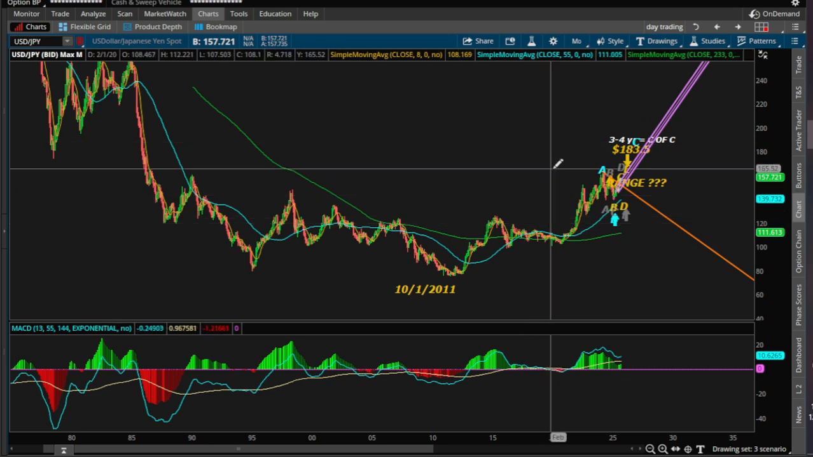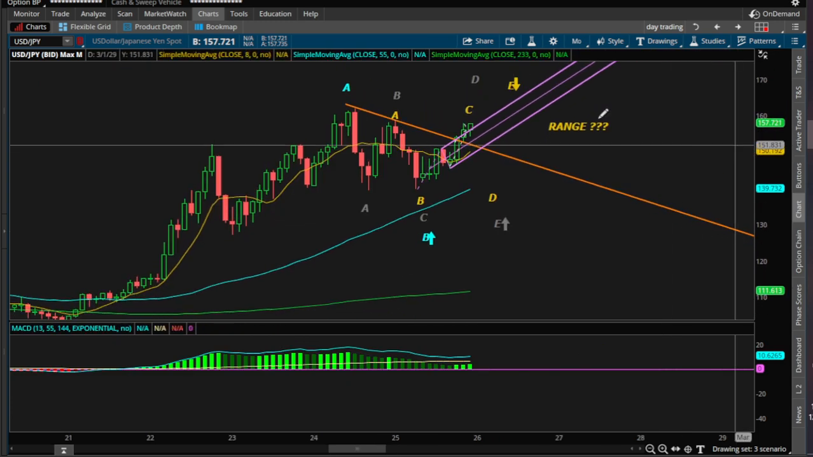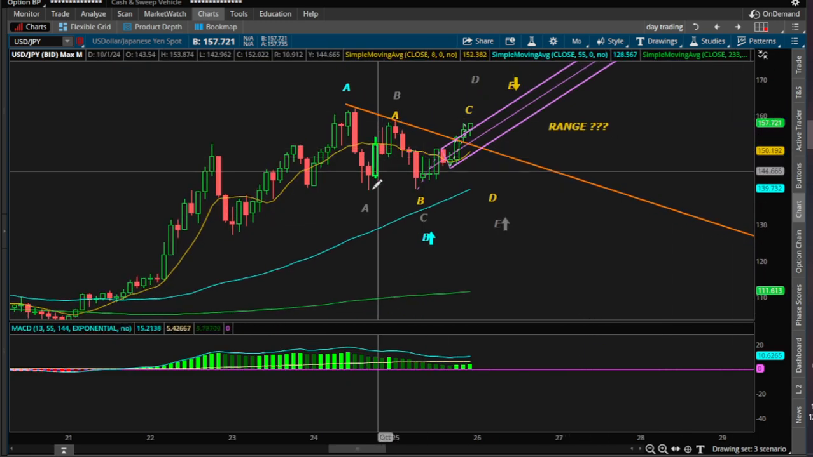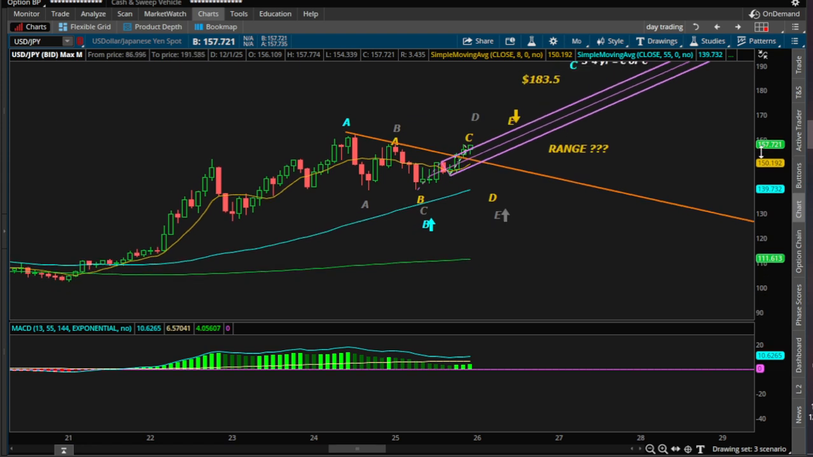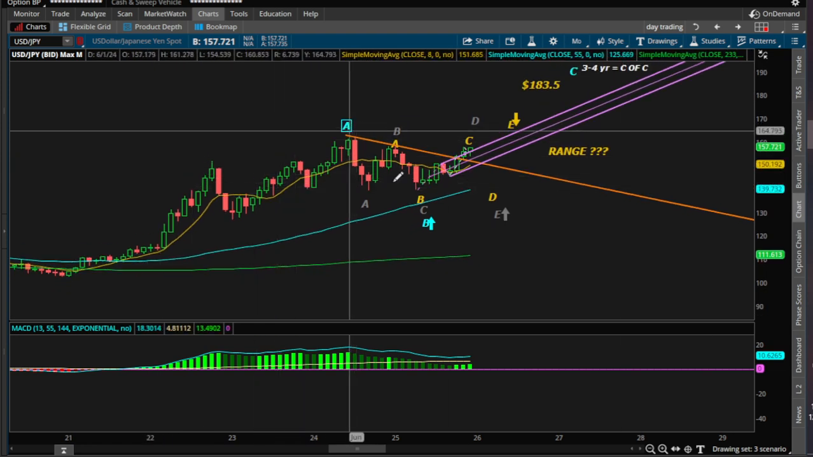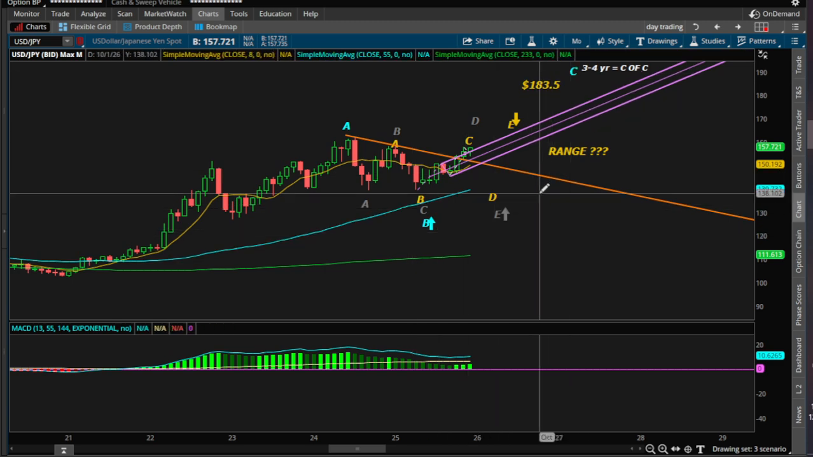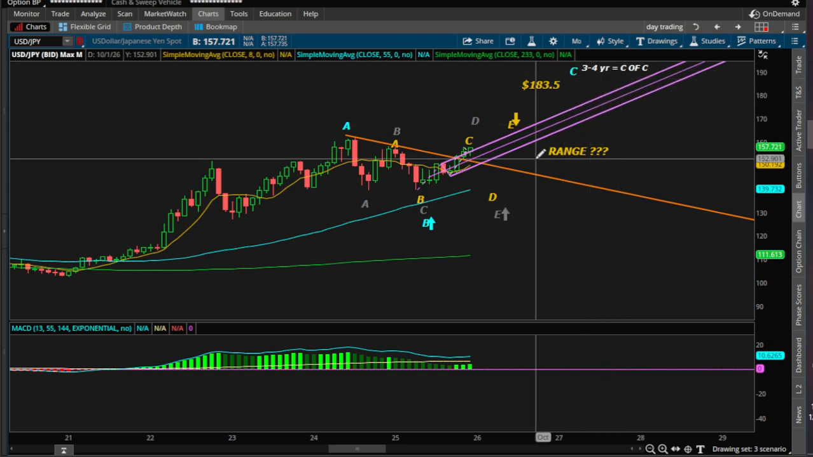We got three possible scenarios that I'm looking at. The first one is what I'm starting to lean towards as a preferred count, this in blue A, B, C. The C of C could extend out 3 to 4 years.